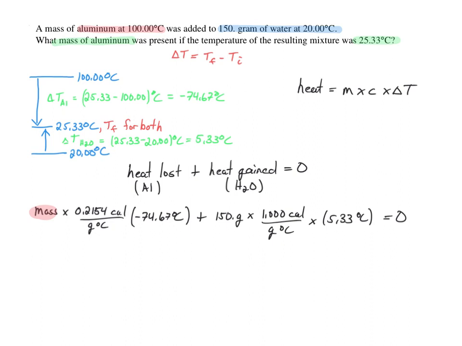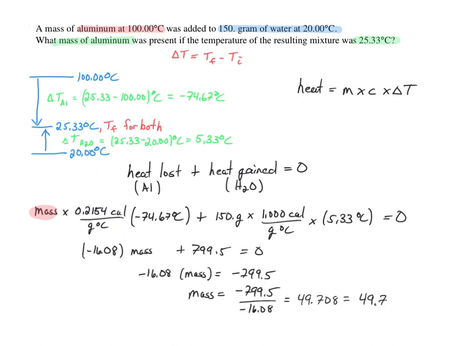Now I'm going to multiply these out, and for clarity, I'm going to ignore units. And here we've worked through the algebra to get to our final answer. So the negative 16.08 comes from multiplying these values together. 799.5 comes from multiplying all of these together.